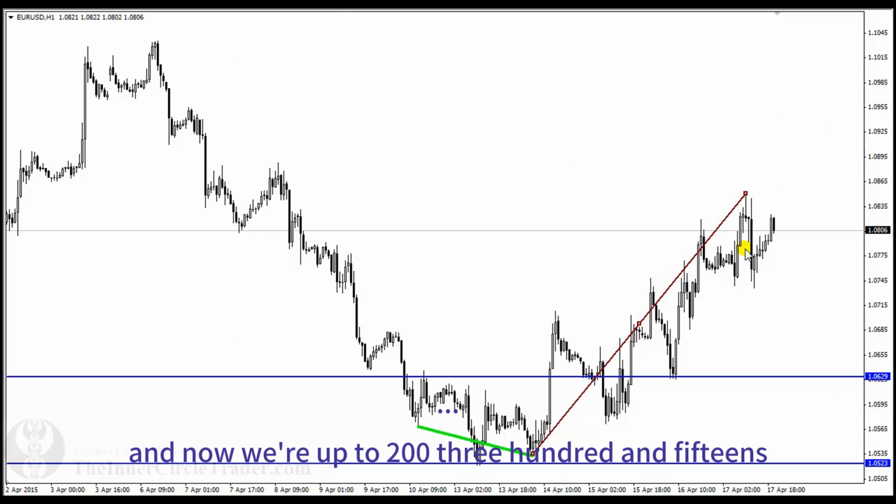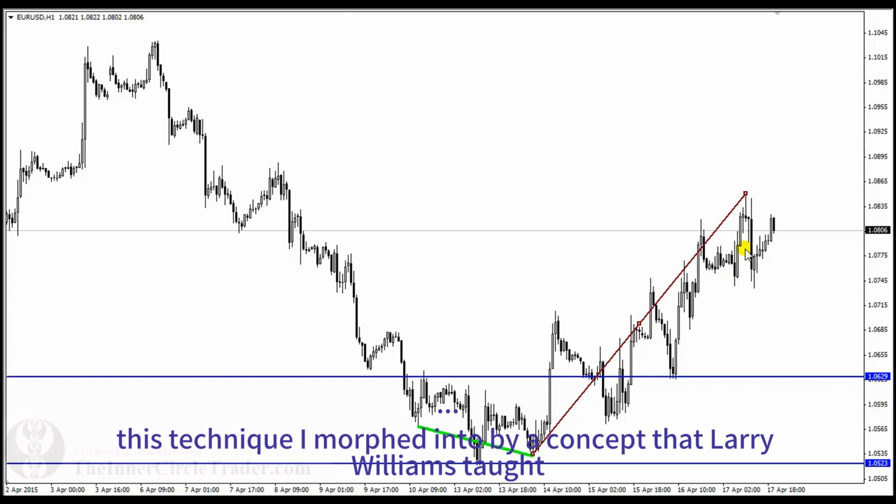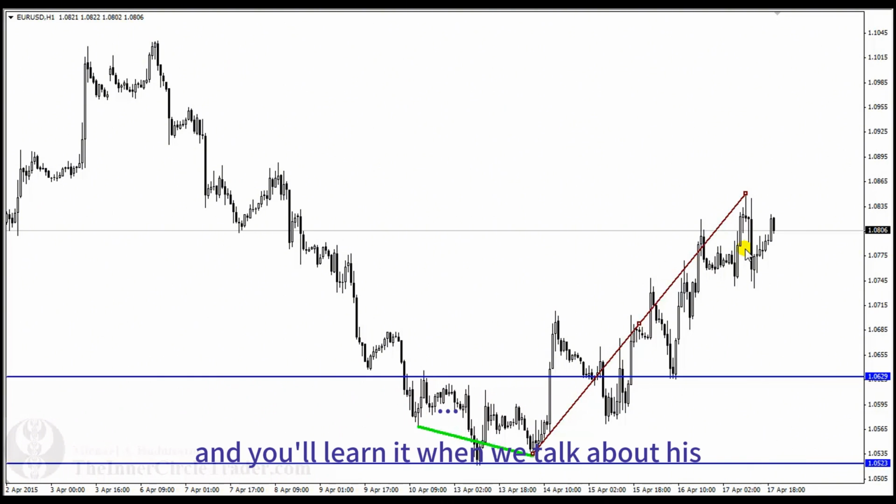Now, this technique I morphed into by a concept that Larry Williams taught, and you'll learn it when we talk about his concepts when I blend in with my swing trading, and we'll talk about it also when we talk about stocks and commodities, where we can find the strongest out of all the industry groups and sectors and commodities, which will be cool for a lot of you guys that like to trade futures and stocks. But nonetheless, what it does is it helps ferret out the outperformers and the laggards.